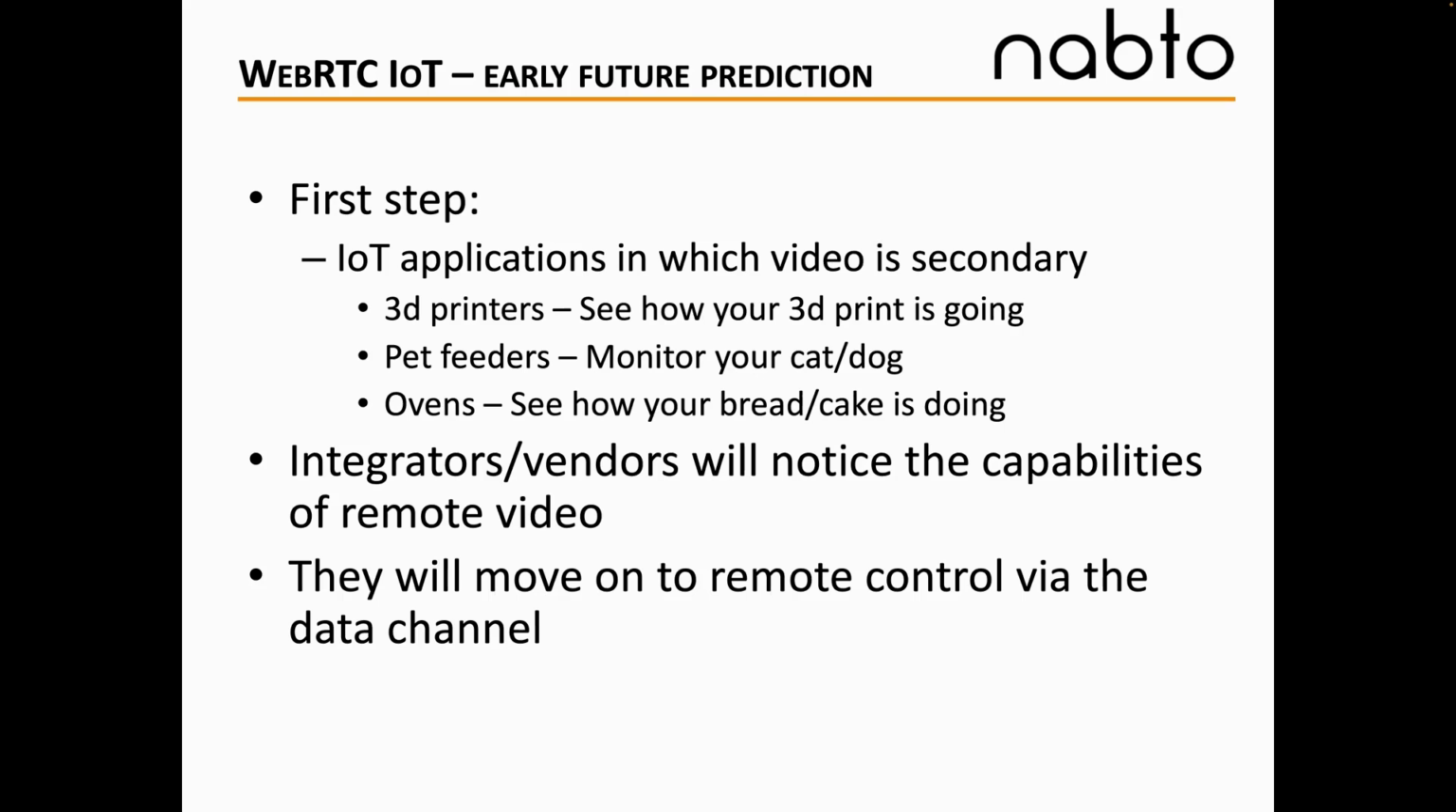Pet feeders, to monitor your cat and dog. Again, video is just secondary. The primary application is, of course, feeding your dog or your cat. Ovens, I've already talked about that. And again, what we see is some vendors notice the capabilities of remote video, and then when you have already established the video feed, why not use the data channel?